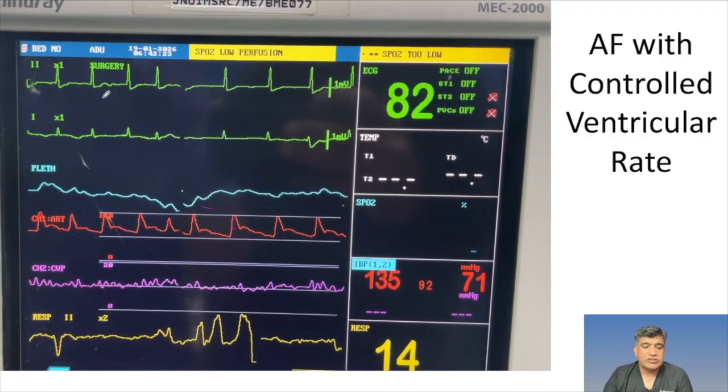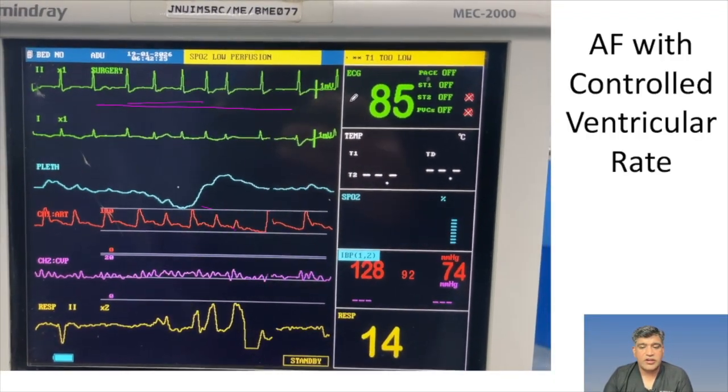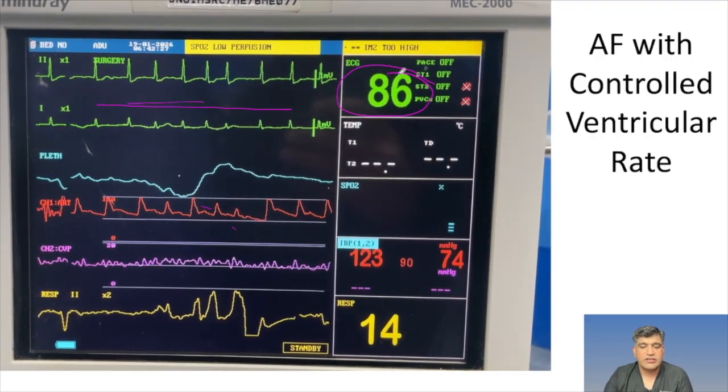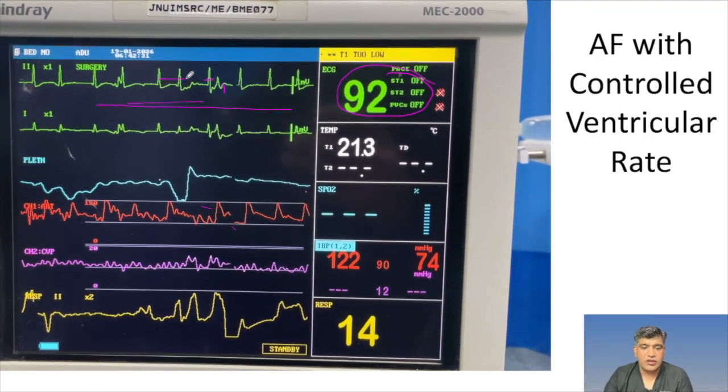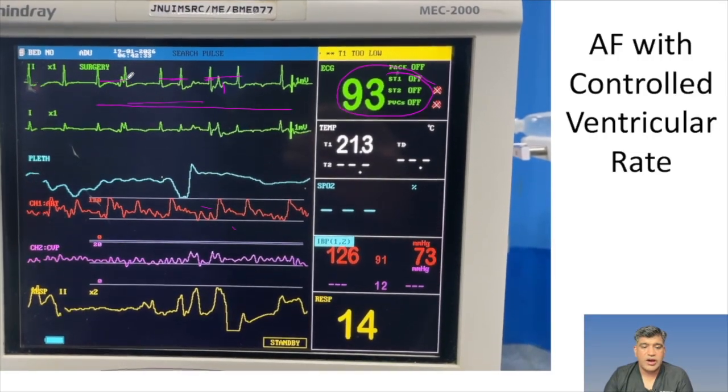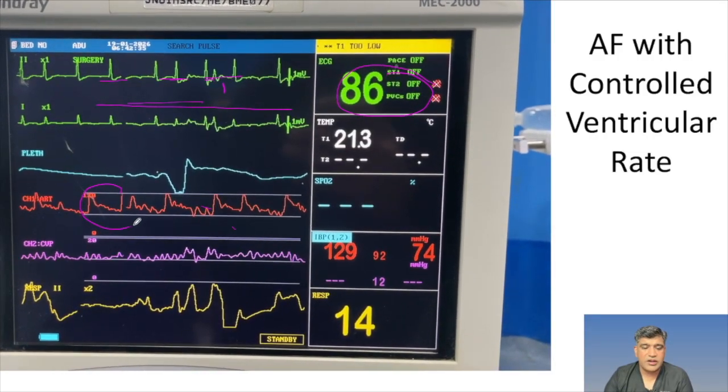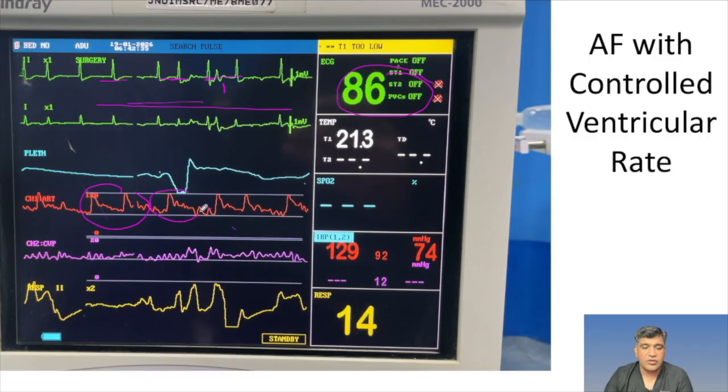Now this is AF with controlled ventricular rate. The rate is 85, 86, less than 90. In AF you can identify no P waves, irregular rhythm, RR intervals are different, and better cardiac output. Arterial traces are good. You can see here also the blood pressure is decent. So this is how you identify AF on the monitor.